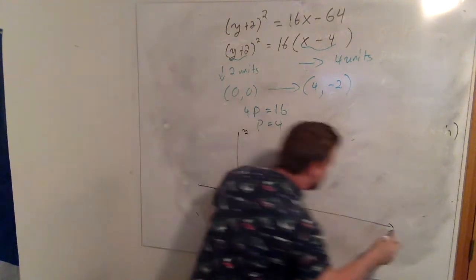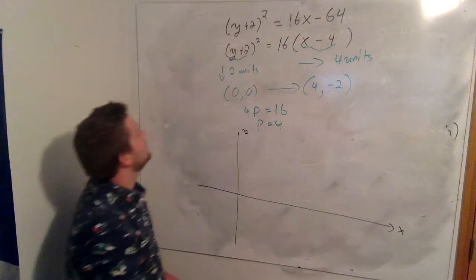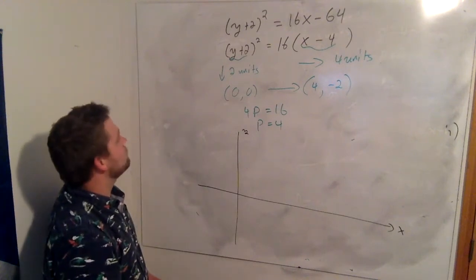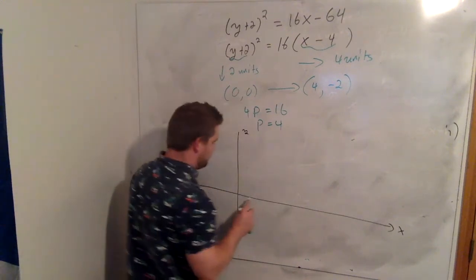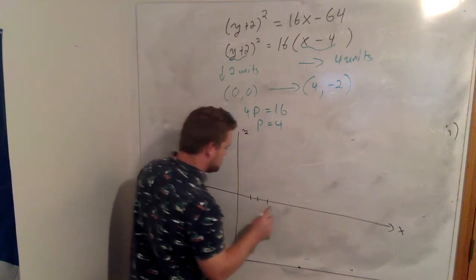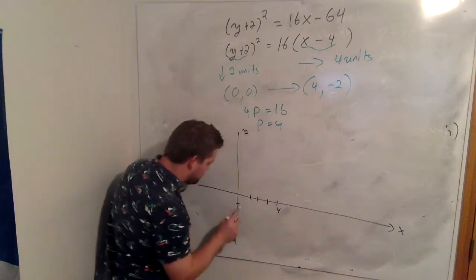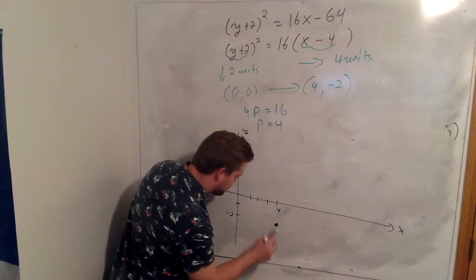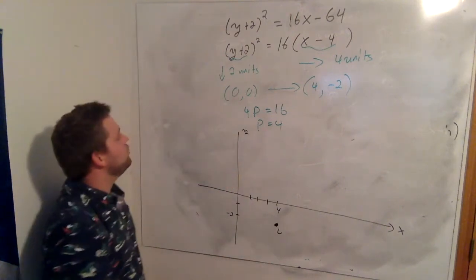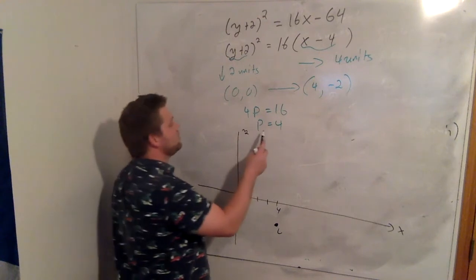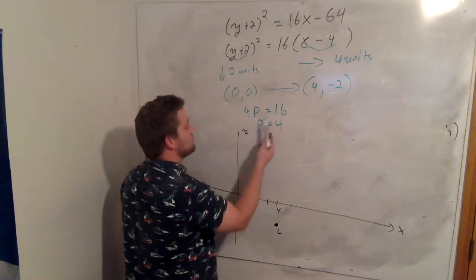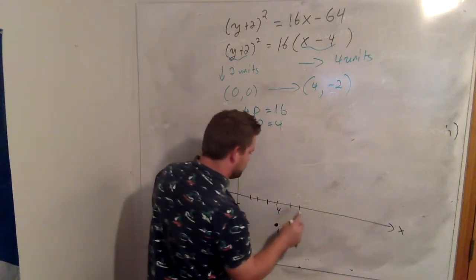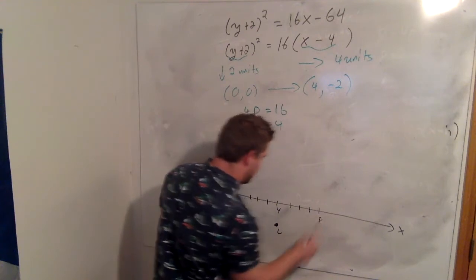Here's y, here's x. Okay, so our vertex is at 4, -2. So here's 4, here's -2. Okay, this is our vertex. Where's our focus? Well, this is saying that we need to go to the right 4 units from the vertex. So 1, 2, 3, 4, so we'll be here at 8.